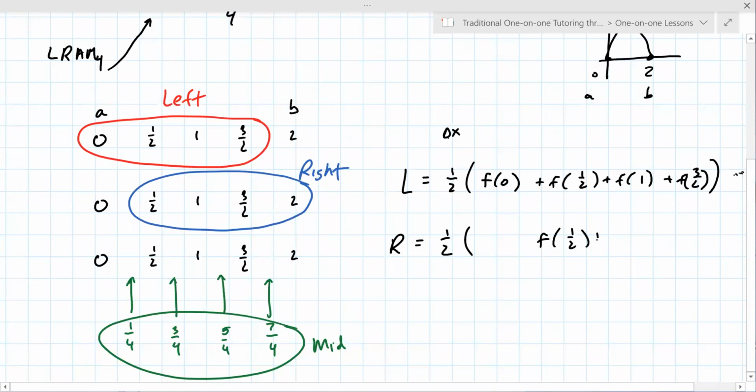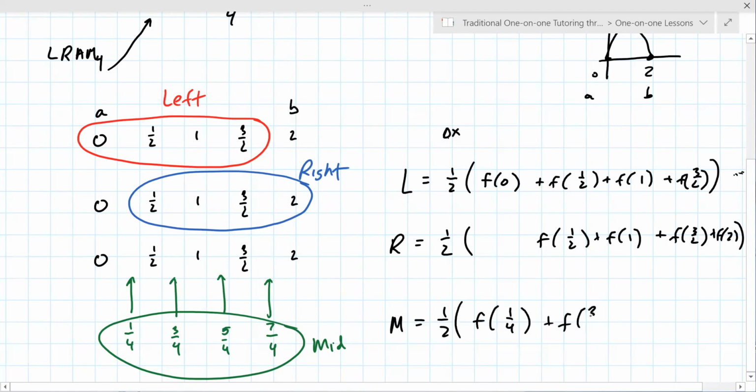You do f of 1/2 plus f of 1 plus f of 3 halves plus f of 2. And then mid is different. You don't get to reuse any of the values. 1/4 plus 3/4 plus 5/4 plus 7/4. So notice there's 1, 2, 3, 4 values, 1, 2, 3, 4 values, 1, 2, 3, 4 values, because the 4, whether you're doing LRAM, MRAM, RRAM, it's always 4 values, 4 rectangles.